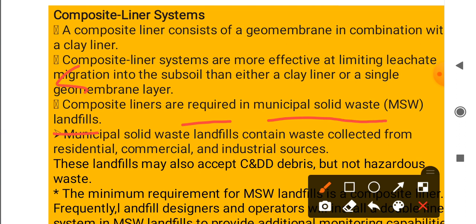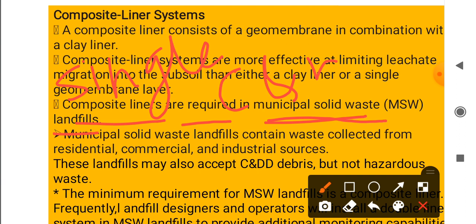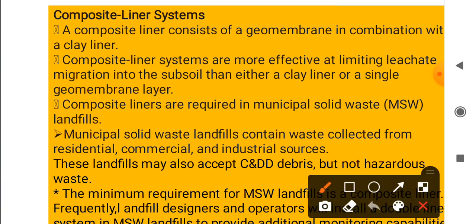Now, the single liner system is utilized for construction and demolition debris disposal, but composite liner systems are generally used for disposal of municipal solid waste landfill. Municipal solid waste landfills contain waste which is collected from residential areas, commercial areas, banks, institutes, and industrial sources. This includes the waste generated from different manufacturing activities carried out at the industrial source point.